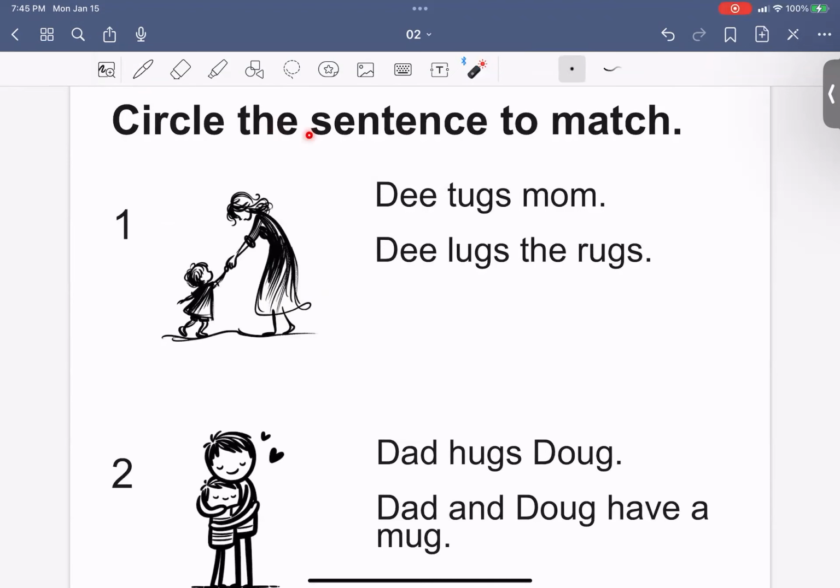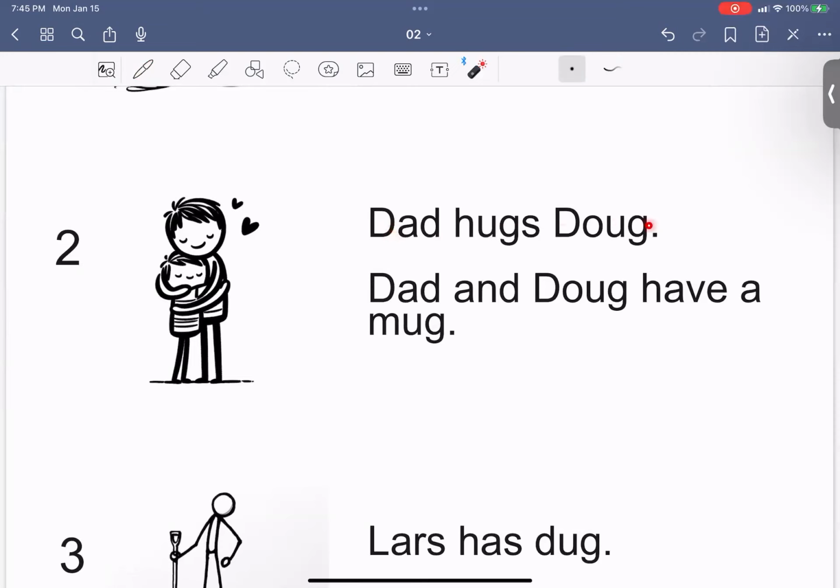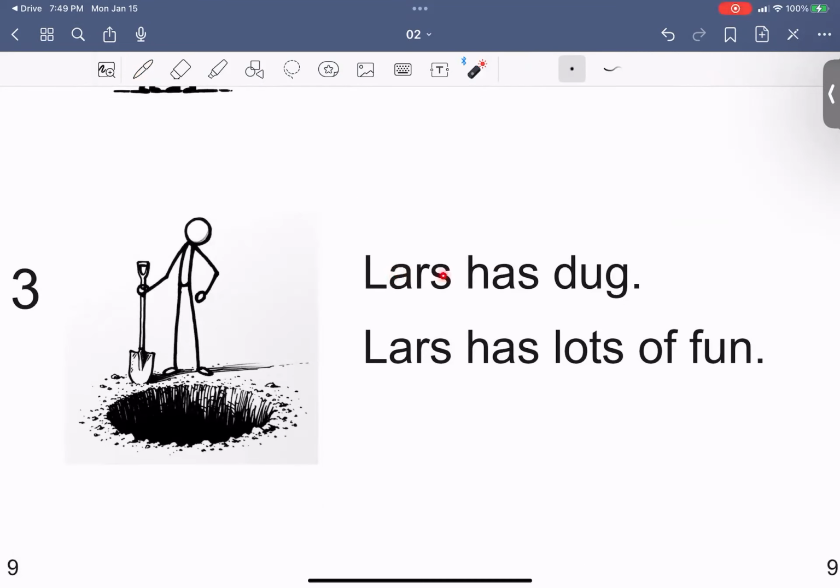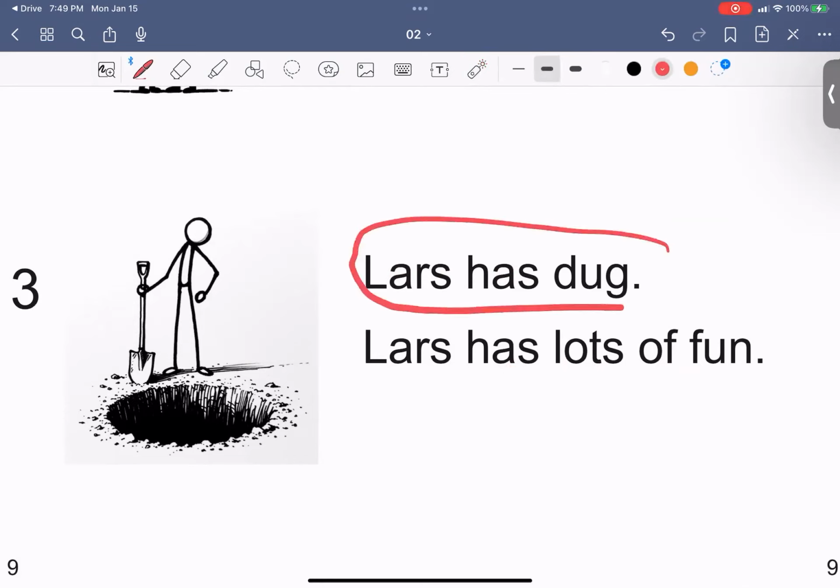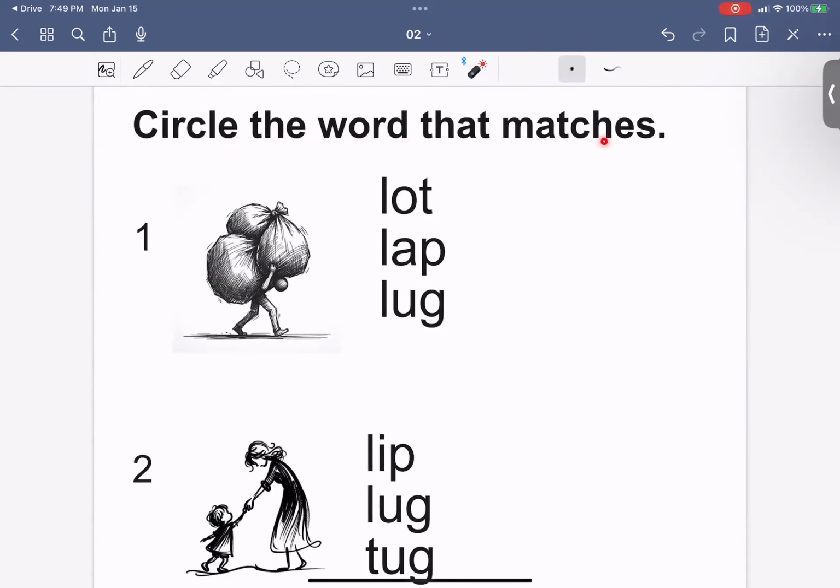Circle the sentence to match. D tugs mom. D lugs the rugs. D tugs mom. Dad hugs Doug. Dad and Doug have a mug. Dad hugs Doug. Lars has Doug. Lars has lots of fun. Lars has dug.